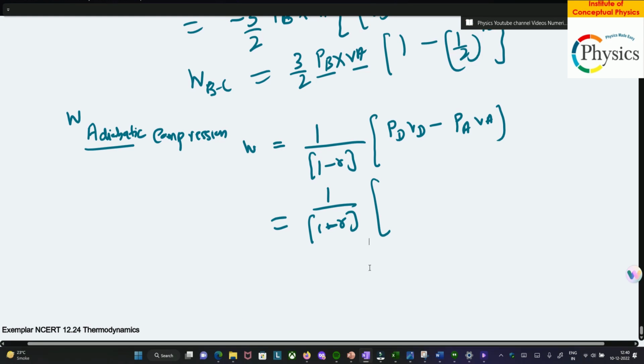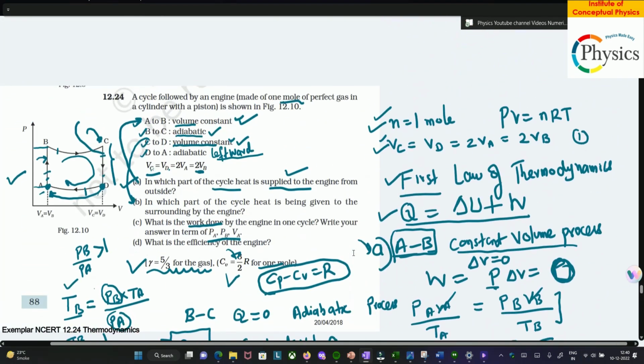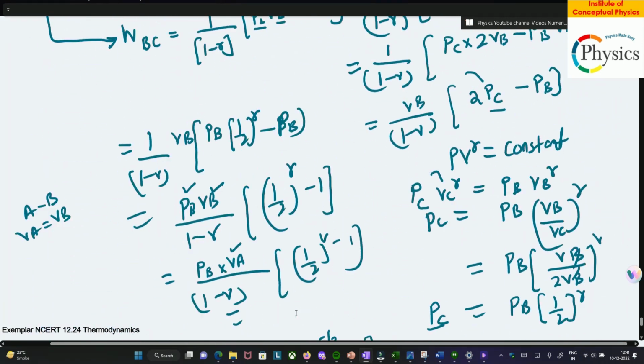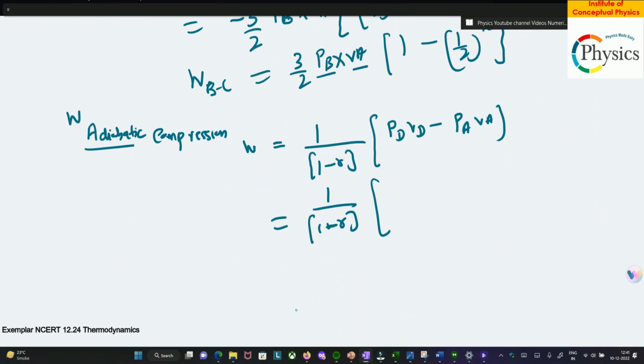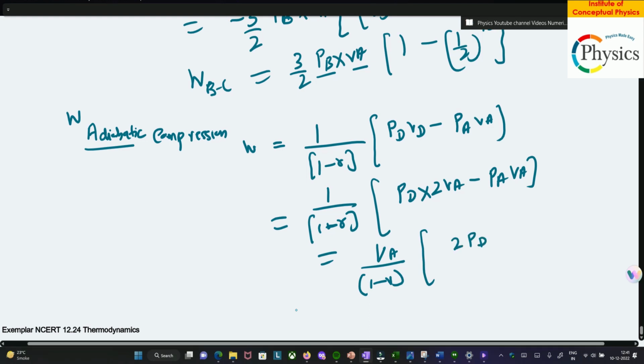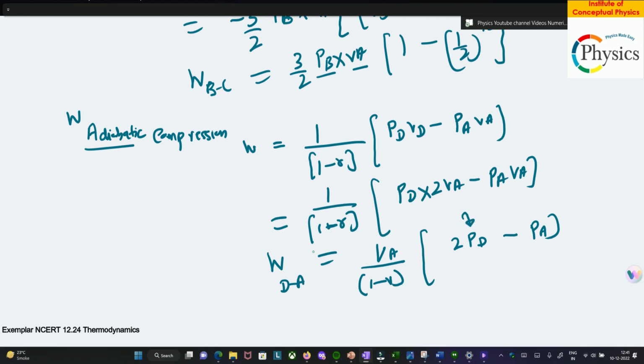Let's see the relationship between VD and VA. VD is equal to 2 times VA. I will just put it as 2 times VA here. So this is PD multiplied by 2 times VA minus PA VA. I can take VA as common: 1 upon 1 minus gamma, VA, and 2 times PD minus PA. This is your work done from D to A, which is an adiabatic compression. But we don't want PD; PD is useless for us.